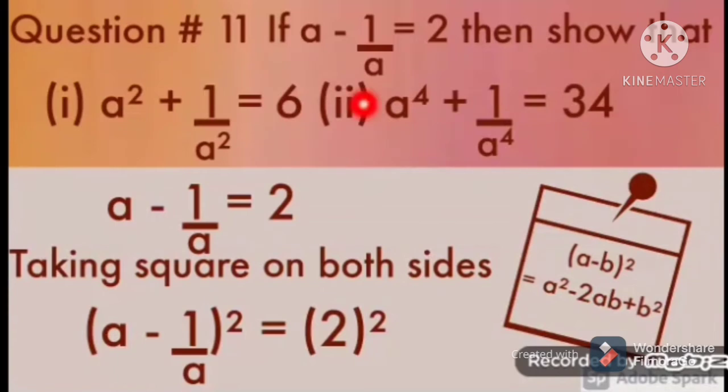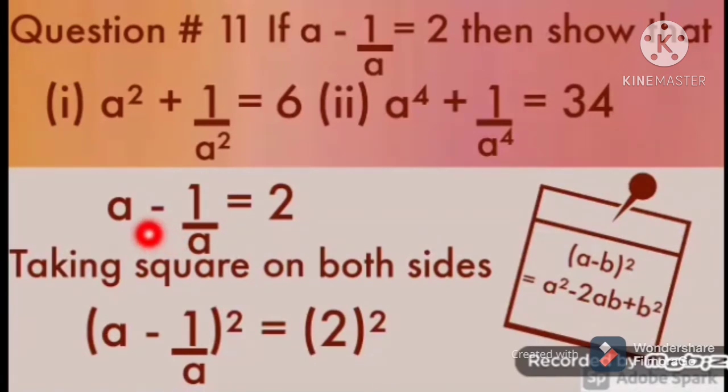To solve this question, first of all, we will take the square of this equation on both sides. After taking the square, we will get the value of a square plus 1 by a square. Then to find the next value, we will take the square of this equation, a square plus 1 by a square is equal to 6. So we start the question. a minus 1 by a is equal to 2. This is the given equation. After taking square on both sides, it can be written as a minus 1 by a whole square and 2 square.